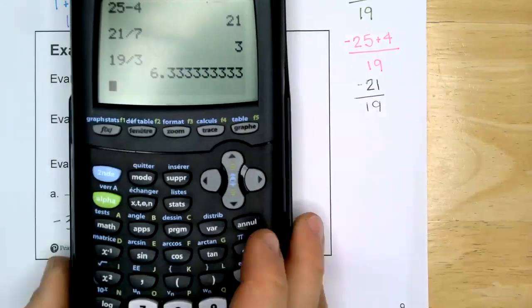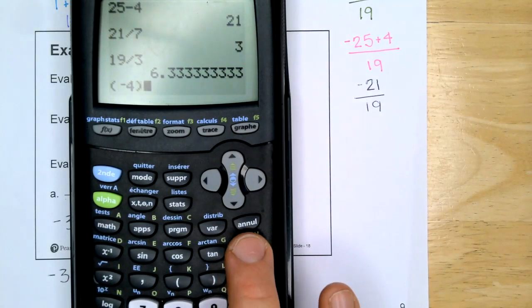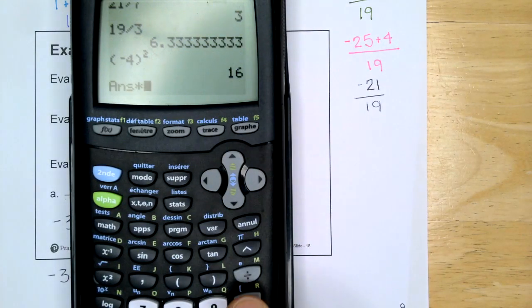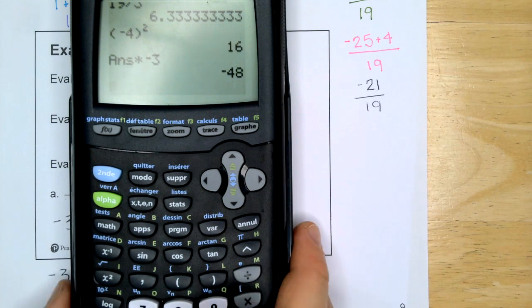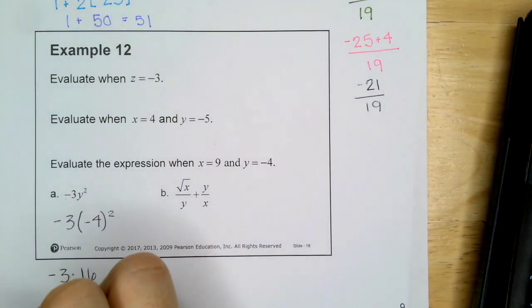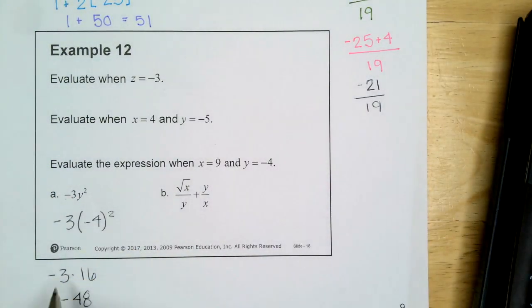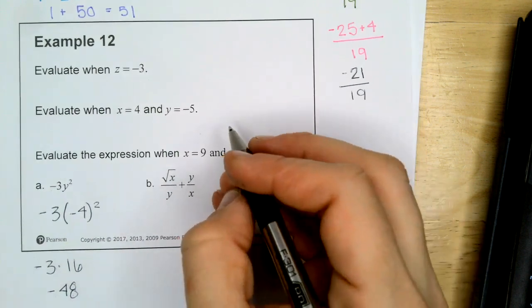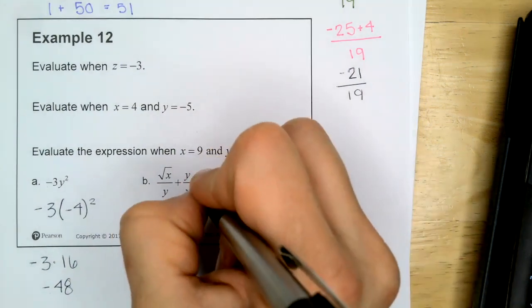And then 16 times -3 is going to be -48 because the signs are different. A negative times a positive is always a negative. 3 times 16 is 48. Good? Okay, this one looks a bit more complicated.